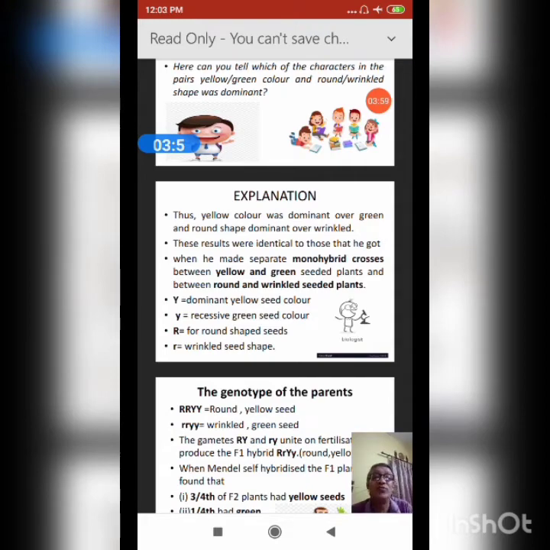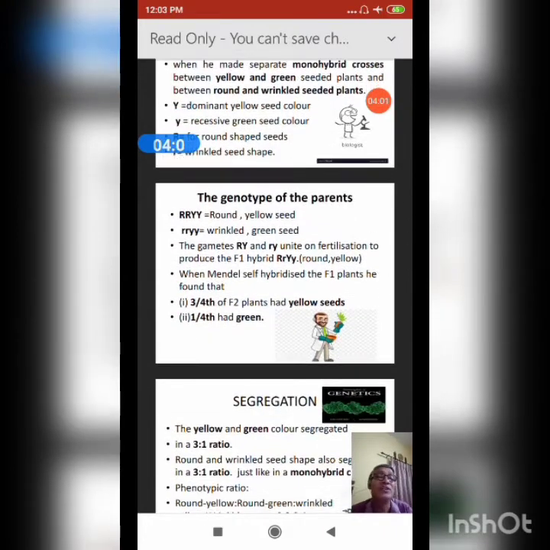So what was the genotype of the parents? Here the genotype is capital R, capital R, capital Y, capital Y, that is the round yellow seed, and small r, small r, small y, small y, the wrinkled green seed. The gametes, capital R capital Y and small r small y, unite on fertilization, and that produces the F1 hybrid, round and yellow. It is heterozygous, that is capital R small r, capital Y small y.